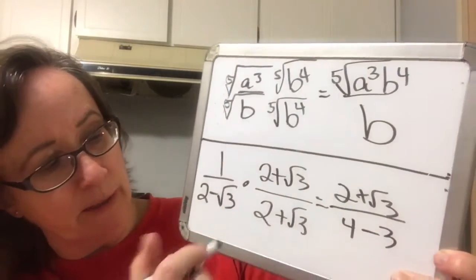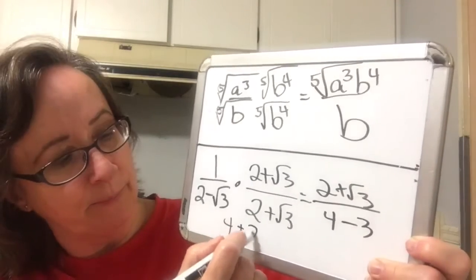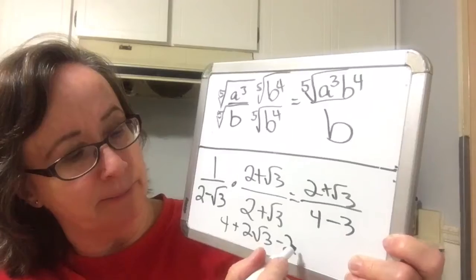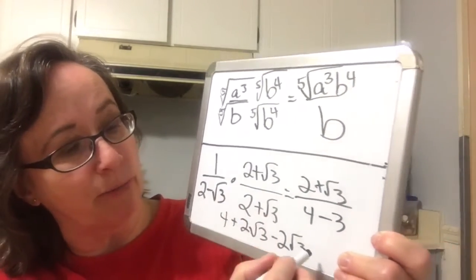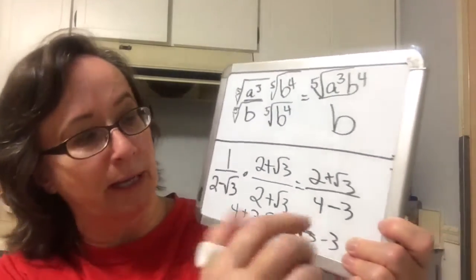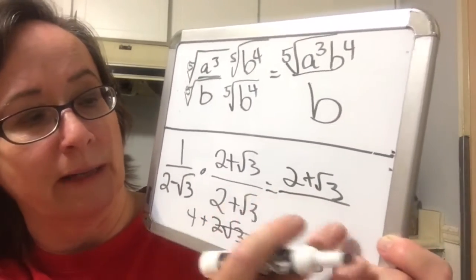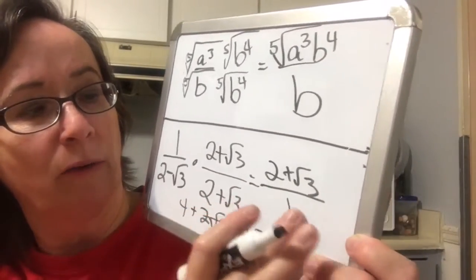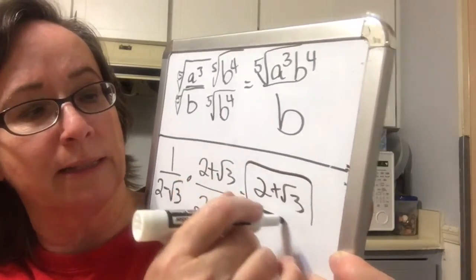We FOIL the first one, we get 4. We do the outsides, we get 2 square root of 3. Do the insides, we get minus 2 square root of 3. And the last, we get a negative square root of 3 times the square root of 3, which is a negative 3. So these do go out. We get 4 minus 3, and the answer, when you have 4 minus 3, is just a 1. So I'm just going to erase that and put 1. And of course, since it's just a 1, we can do without that altogether, and the answer is 2 plus the square root of 3.